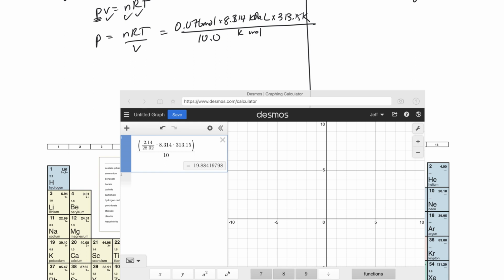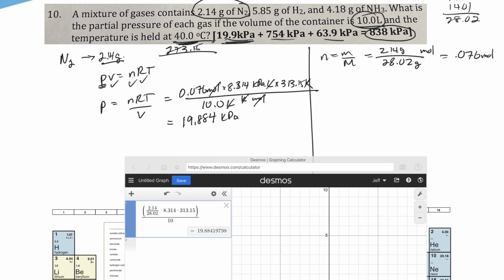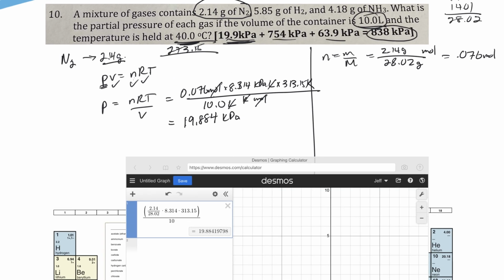Okay, so the pressure exerted, the partial pressure due to nitrogen, will be 19.884. Okay, moles cancel, Kelvins cancel. This is liters, liters cancel, kilopascals. Let's check, and it looks like I have 3 sig figs everywhere, so I'll need to convert that to 3 sig figs. 19.9 kilopascals. That's the first one. And then you do the same thing for the others. All right, hopefully that helps you answer those 2 questions.